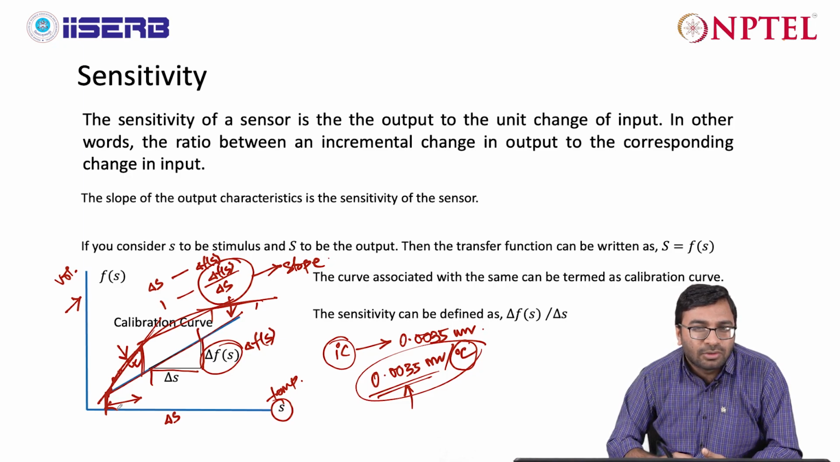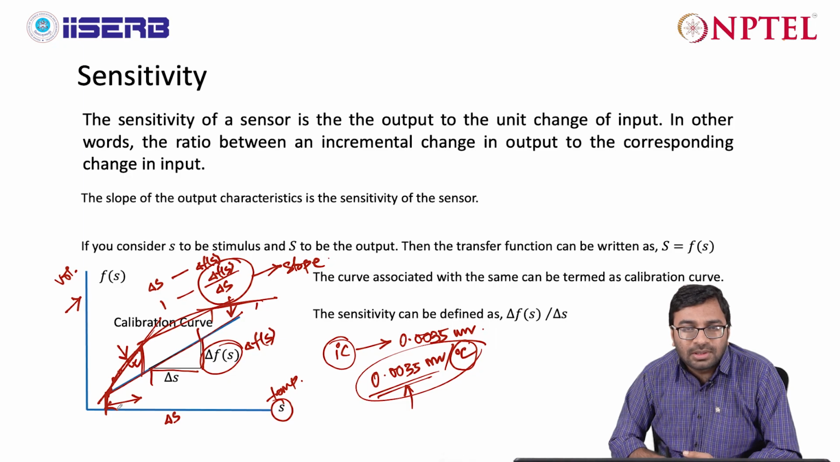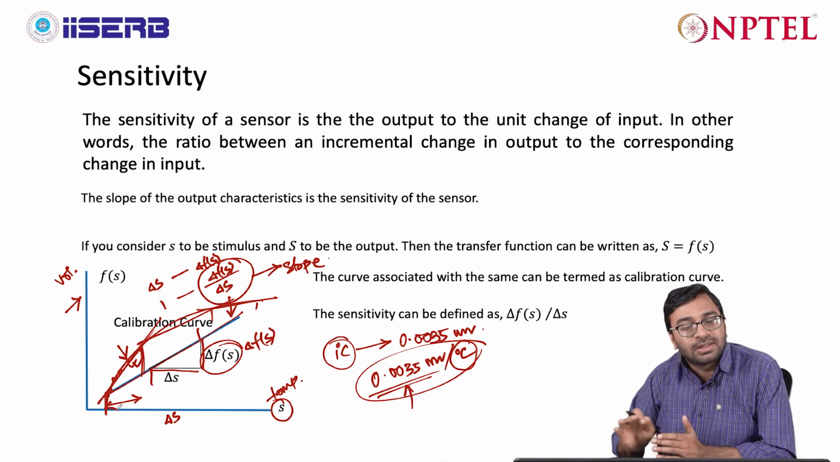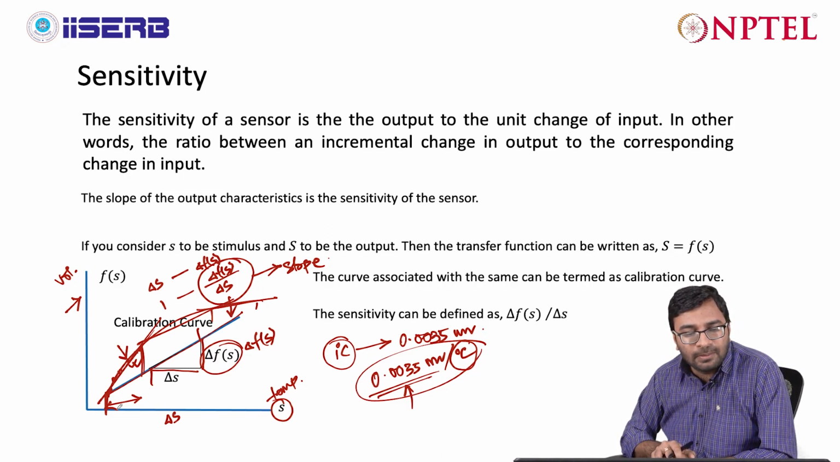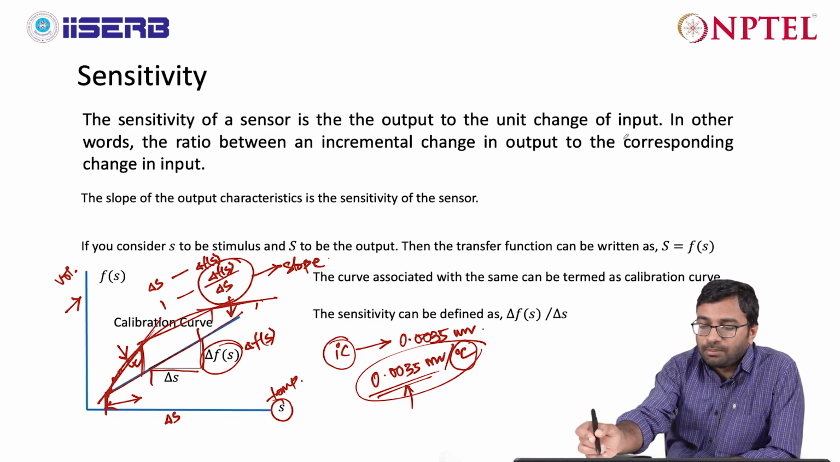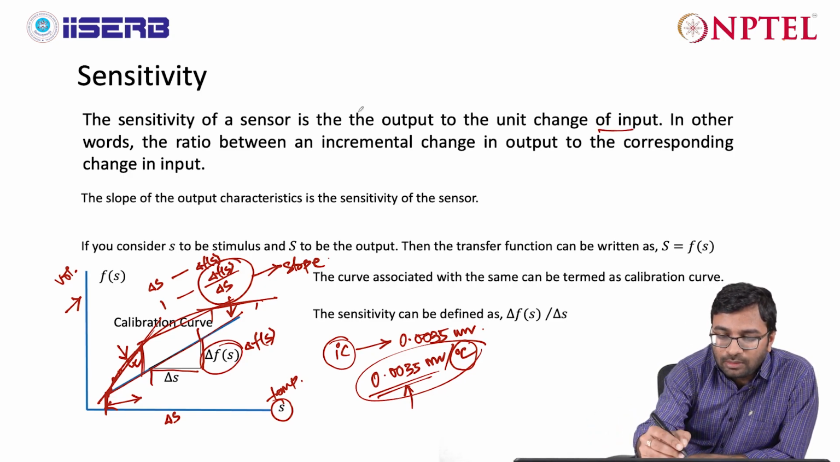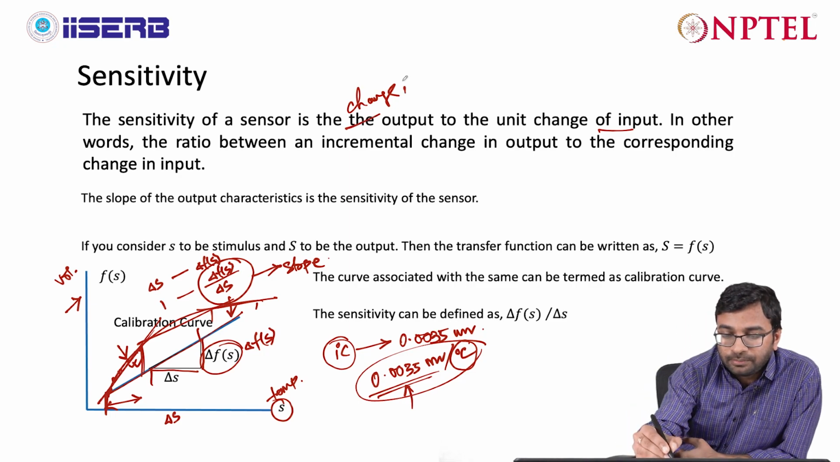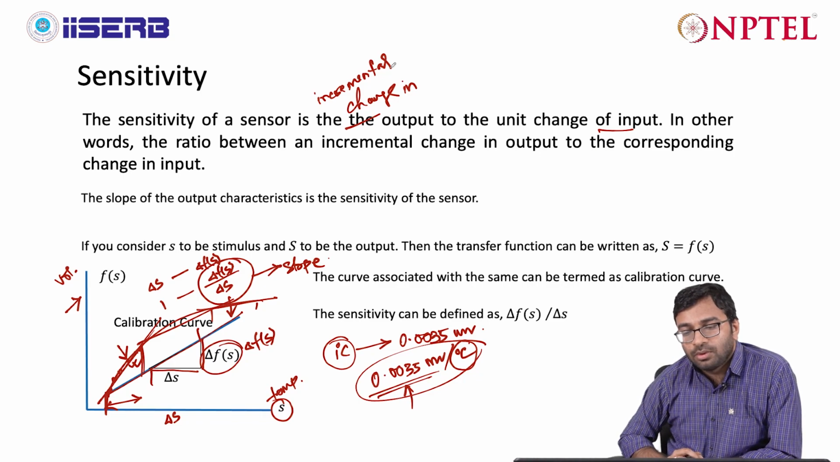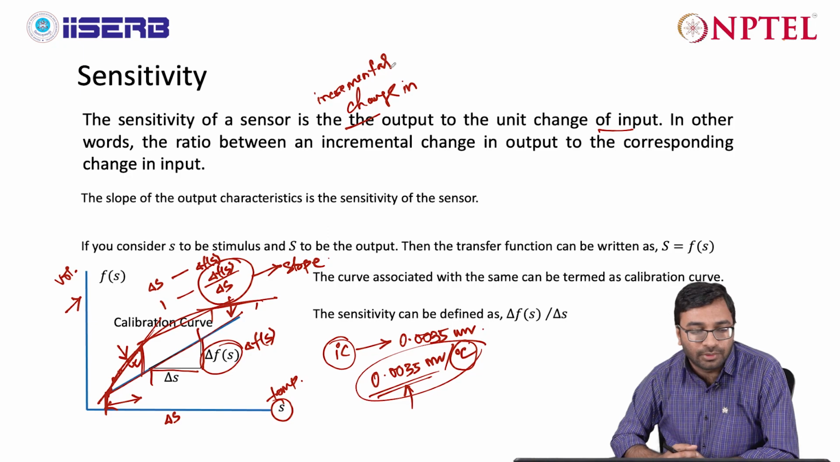However, average sensitivity is not something which will give you the entire information about the sensor. You need to check what the sensitivity is at different ranges. That will be much more useful as far as system design and circuit design is concerned. So sensitivity is the measure of the incremental output, you can say change in output, for unit change in input. So the sensitivity of a sensor is the change in output to the unit change of input, right? It's just the slope if you see.